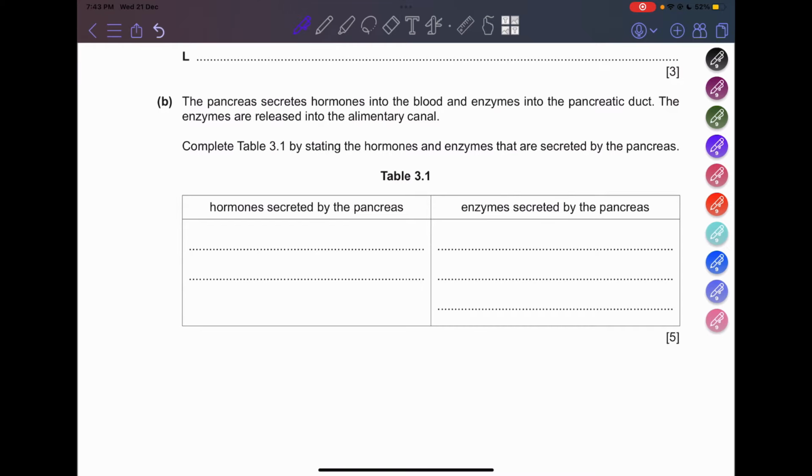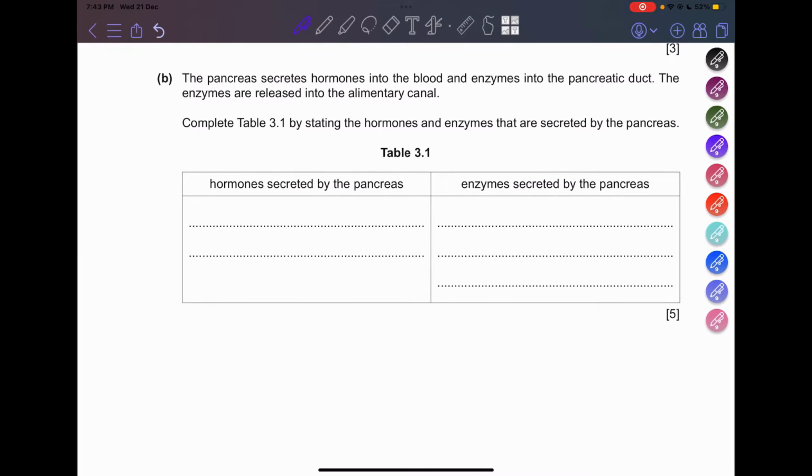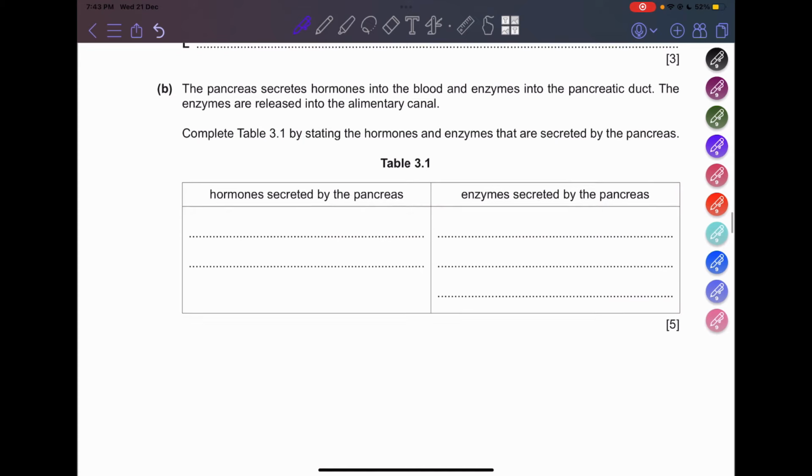Complete table 3.1 by stating the hormones and enzymes that are secreted by the pancreas. As we all know, the hormones secreted by the pancreas are insulin and glucagon. Insulin is for increasing the blood sugar, like increasing the sugar in the blood. Glucagon does the opposite, it decreases the sugar in the blood. Enzymes secreted by the pancreas are amylase, trypsin, and lipase.